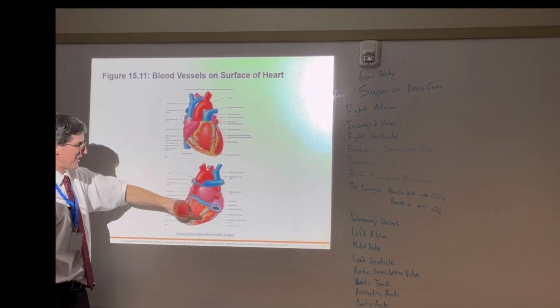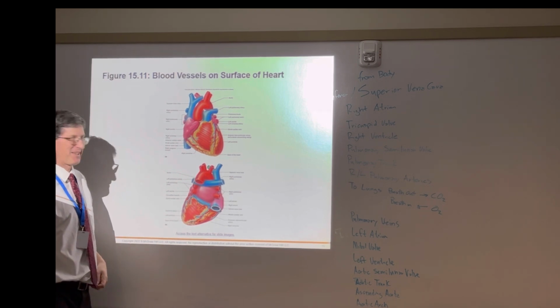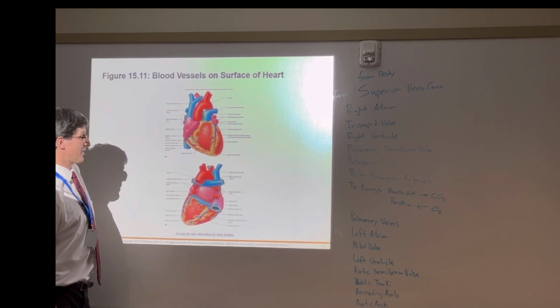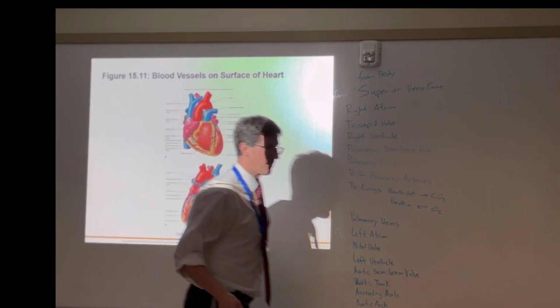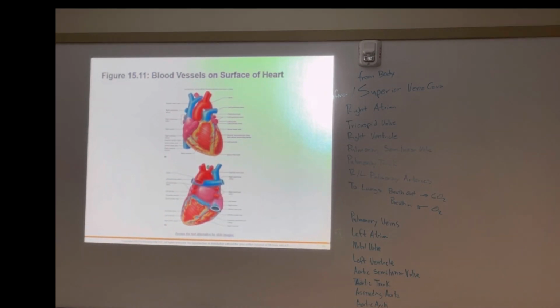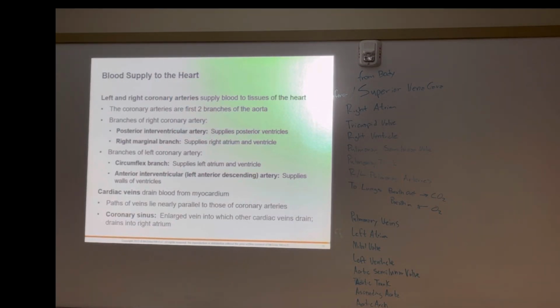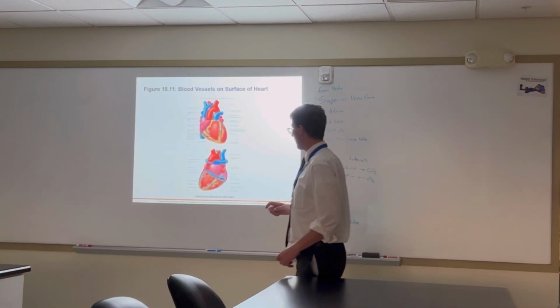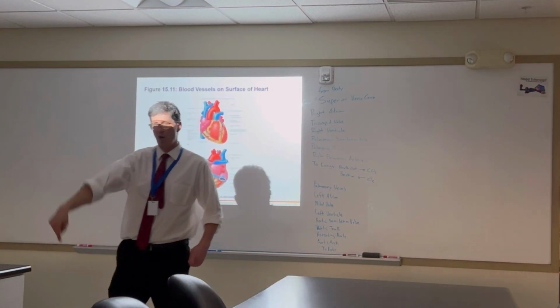So posterior descending or posterior interventricular. So those are the main coronary arteries. So let's go back to this picture, this previous slide, and see if we got those. So right and left, posterior interventricular, we talked about that, right marginal, circumflex branch, we talked about that a little bit. Okay, so the coronary arteries are going to take blood to the heart.